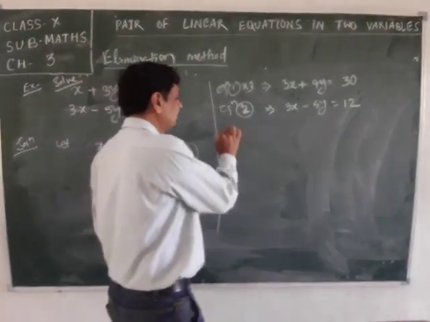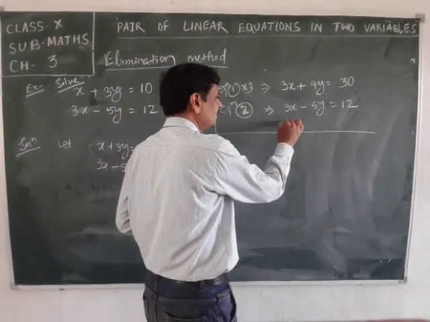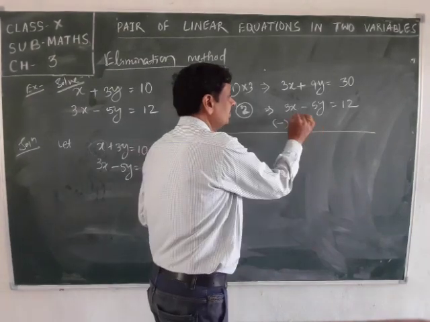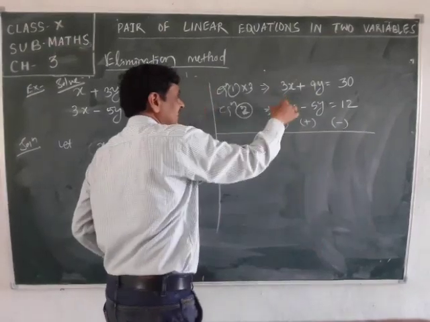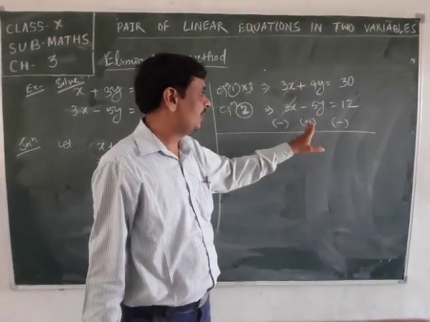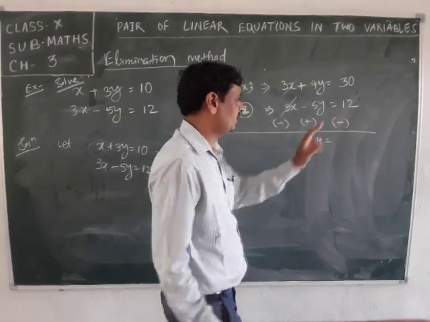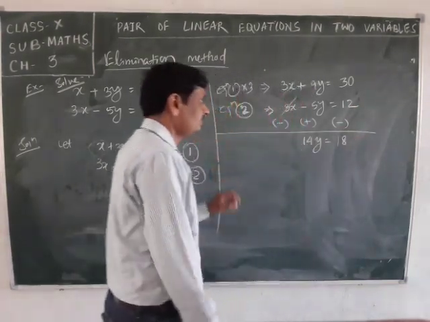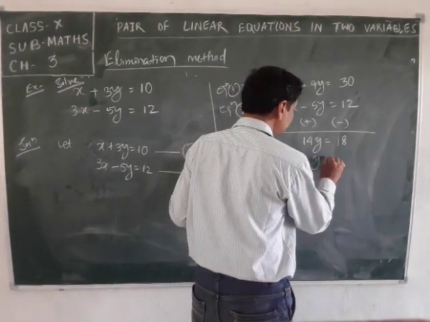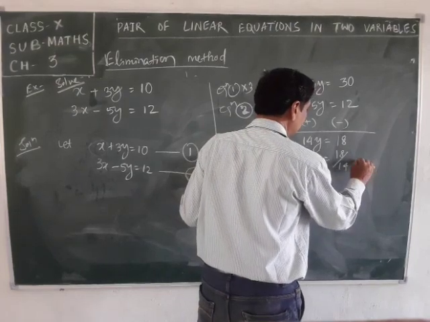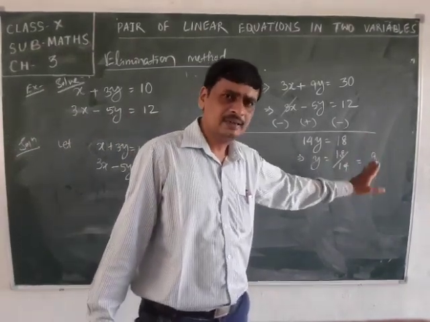Now we have to subtract. According to the process, we have to change the signs. Plus becomes minus, minus becomes plus, and this will be minus. 3x and 3x will be cancelled here. Plus 9y plus 5y becomes 14y. And 30 minus 12 becomes 18. Now 14y is equal to 18. This gives y equal to 18 by 14, which can be written as 9 by 7. Now we have the value of y as 9 by 7.